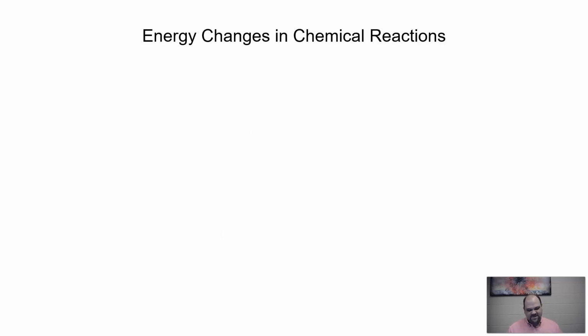All right, and so the different types of energy changes that we see in chemical reactions. Two words that we'll throw around a lot are heat and temperature. And I just want us to make sure that we're on the same page with these two, because these two are not the same thing, right?